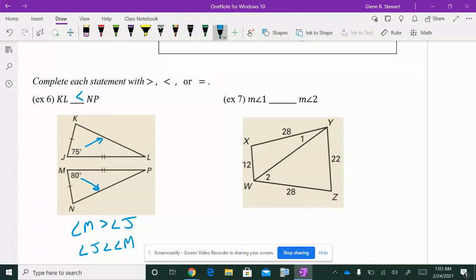If you tried example number 7, you know that this is the converse of the Hinge Theorem. We start with the sides. So they both have a side that is congruent here and here, and then they both share this middle one, which is congruent. What we're looking at is 12. 12 is actually less than 22. So in this case, the measure of angle 1 is going to be less than the measure of angle 2.